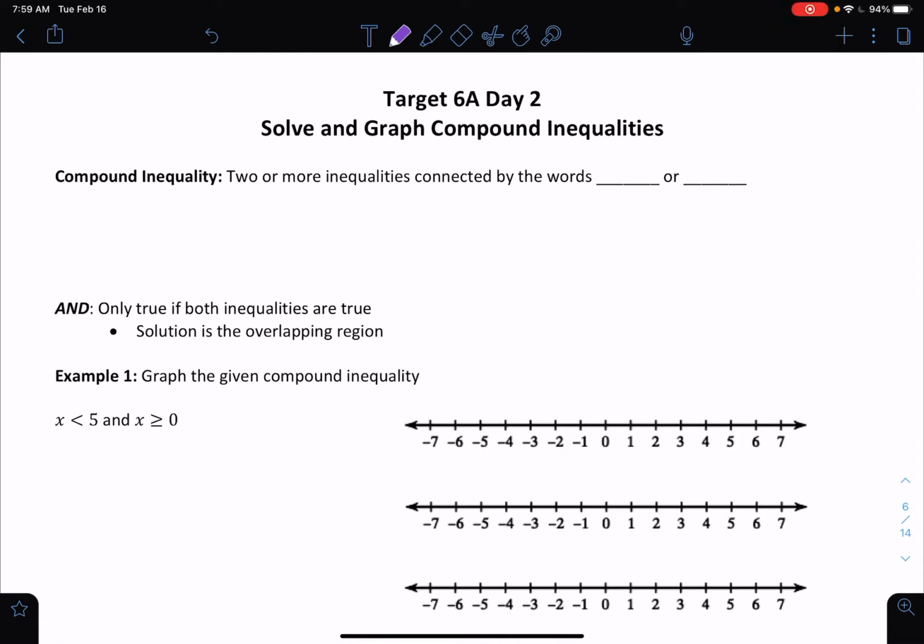Hello everybody, in this video we're going to be tackling compound inequalities. So in the last video we worked at solving and graphing a linear inequality. We're basically going to be doing the same thing here but with compound inequalities, which are just two or more inequalities connected by the words and or or. In this first video we're going to tackle the and part.